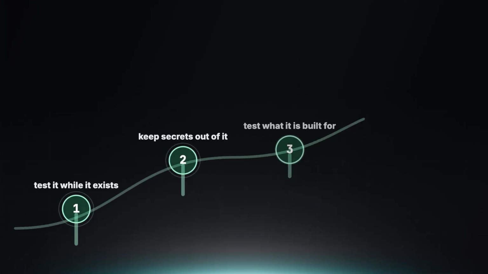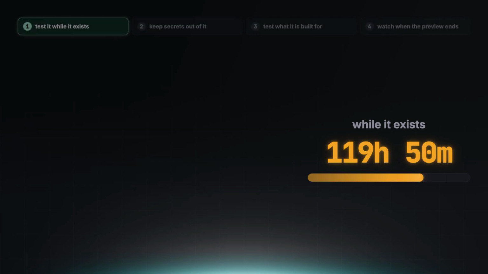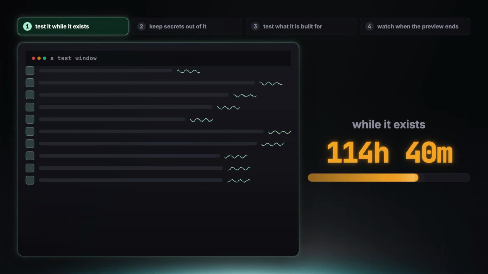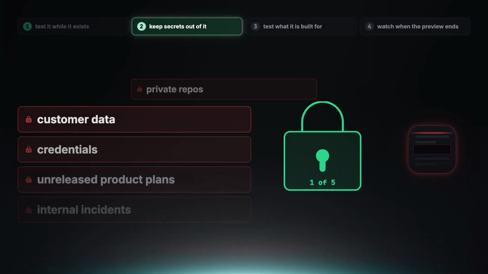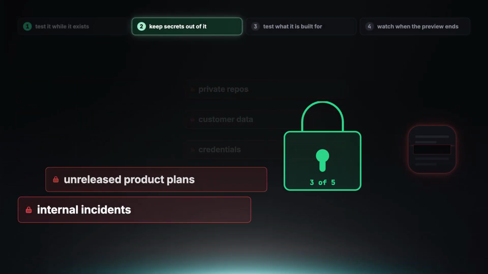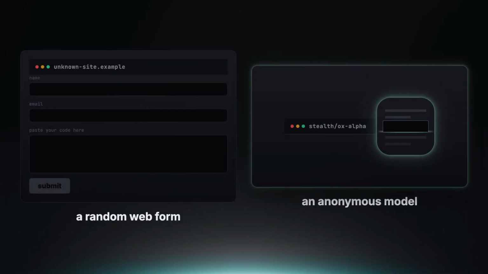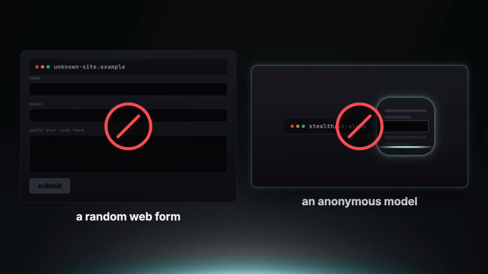So what should you actually do? First, test it while it exists. A free mystery model with this spec sheet is worth trying before the preview changes. Second, keep secrets out of it. No private repos, no customer data, no credentials, no internal incidents, no unreleased product plans. If you would not paste it into a random web form, do not paste it into Aux Alpha.